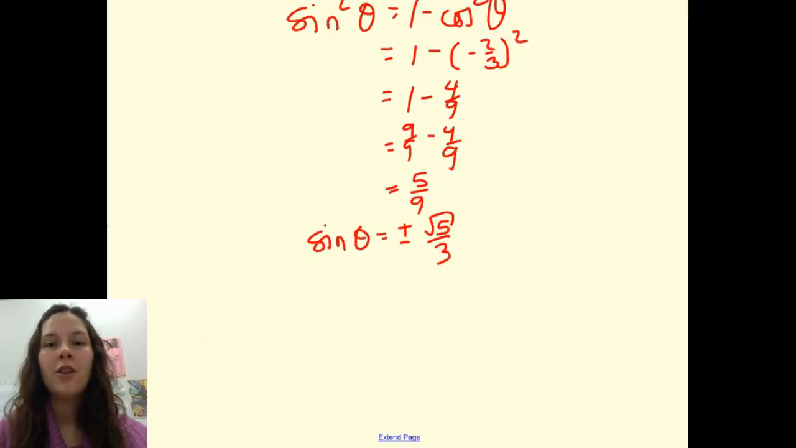Remembering that we are in the third quadrant, sine is also negative in the third quadrant, so we know that our sine value would be negative square root of 5 over 3. And finally, we'll find the reciprocal of sine, which is cosecant. So that gives us -3/√5. Rationalizing, we're going to bring that radical up to the numerator, -3 square root of 5, and drop it in the denominator.